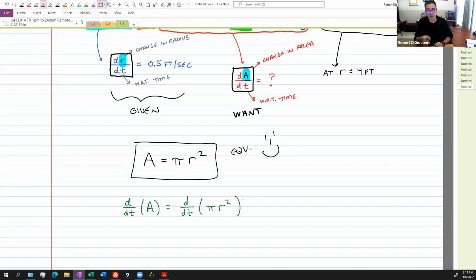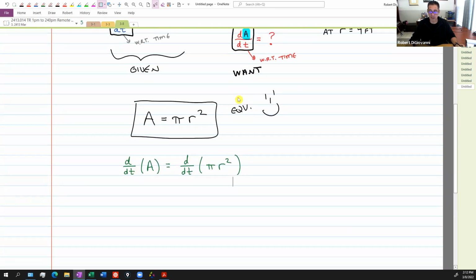And I also know that because there's an r in here and I'm differentiating with respect to t, I'm going to get a dr/dt. And that happens to be what I'm given and what I want. So from differentiating this equation with respect to time, all the things I'm looking for and all the things I'm given are going to be within this answer. So let me differentiate that.